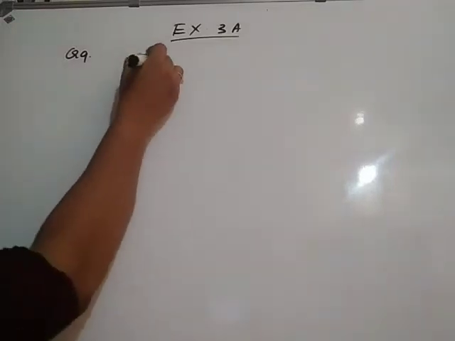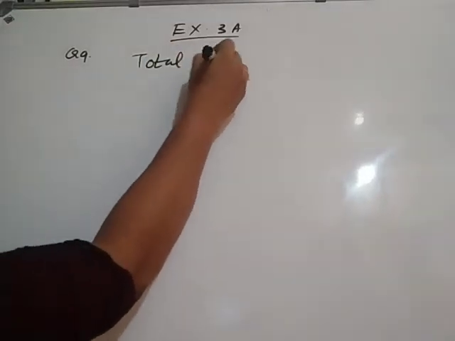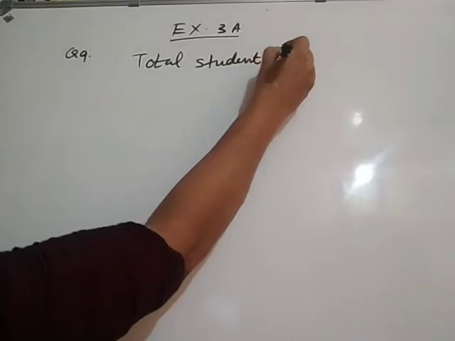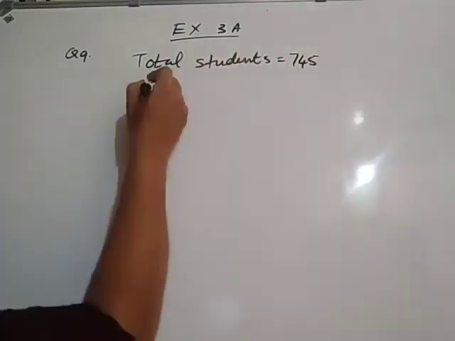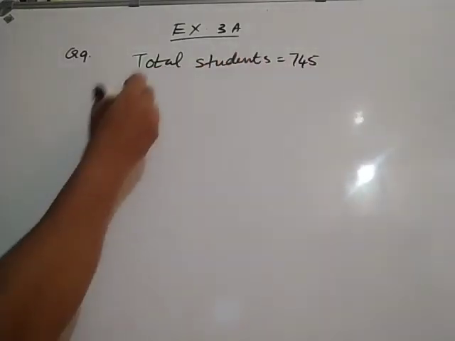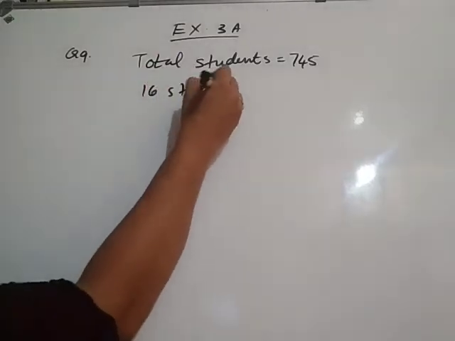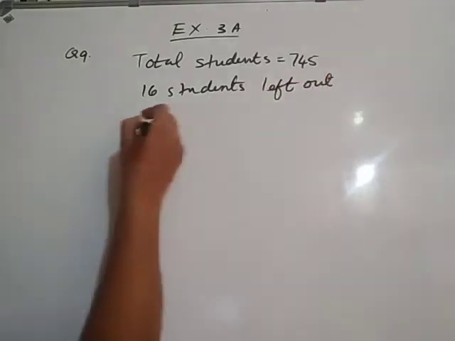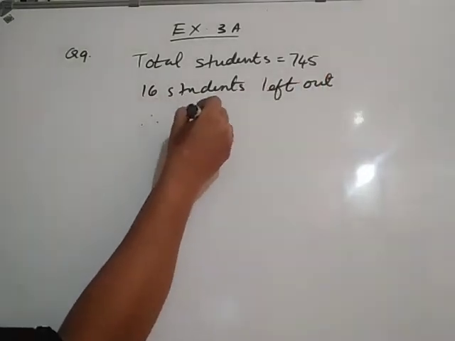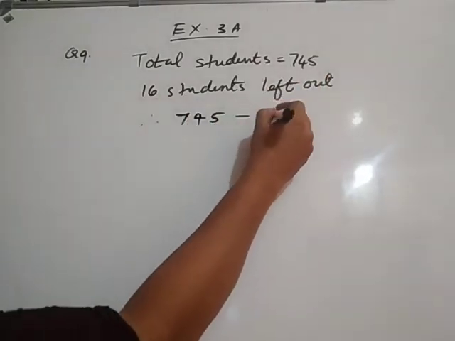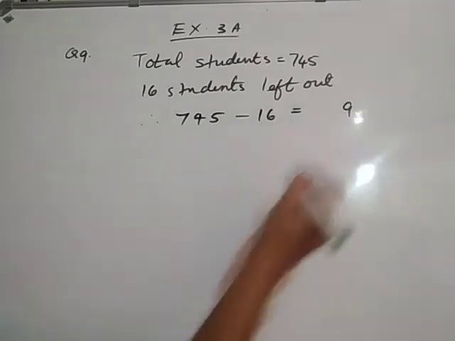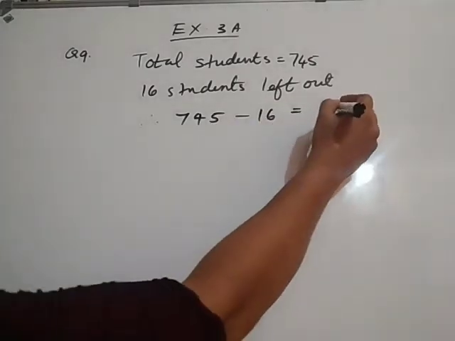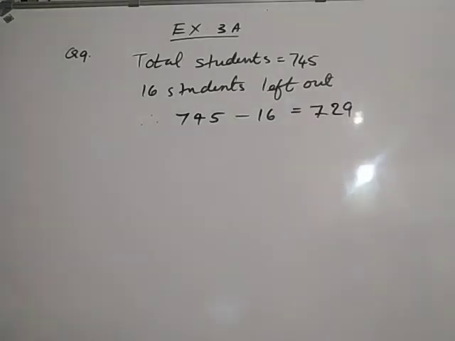Total students 745. 16 students left out. Therefore, what is the remaining number? 745 minus 16, that is equal to 729. So, only 729 students were arranged for the PT display.